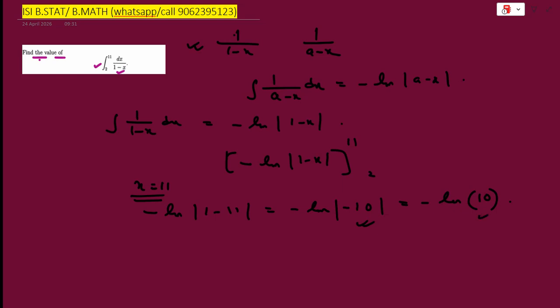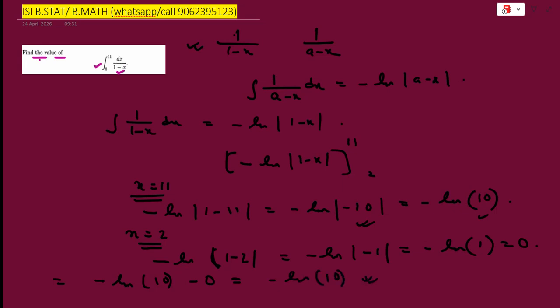Now the lower limit, that is x equal to 2. So this is basically minus of natural log of mod of 1 minus 2. So this is natural log of mod of minus 1. So this is minus of natural log 1, that is 0. So what is the final conclusion? This is equal to minus of natural log 10 minus 0, that is minus of natural log 10. Okay, so this is our final answer for this question.